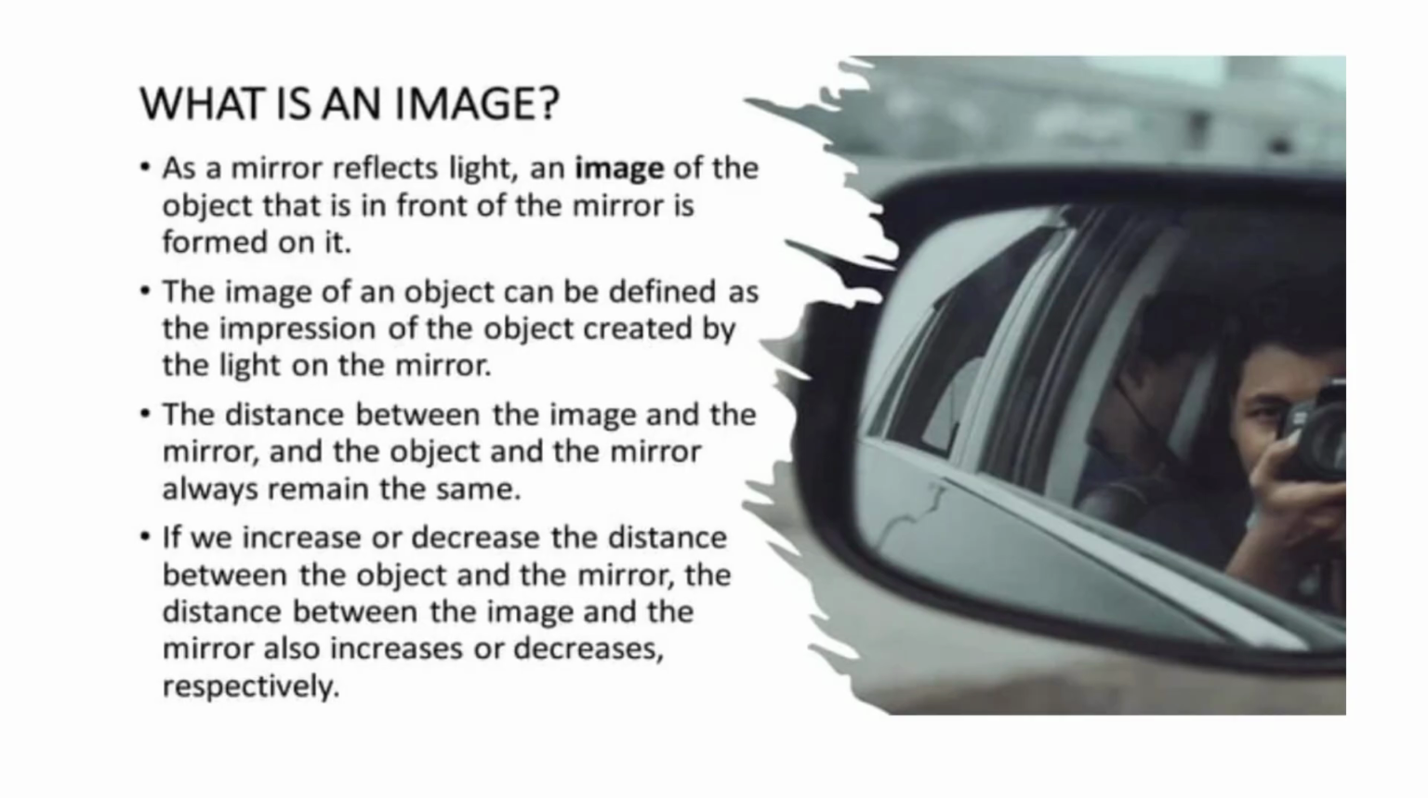Now, what is an image? As a mirror reflects light, an image of the object that is in front of the mirror is formed on it. The image of an object can be defined as the impression of the object created by the light on the mirror. The distance between the image and the mirror and the object and the mirror always remain the same. If we increase or decrease the distance between the object and the mirror, the distance between the image and the mirror also increases or decreases respectively.